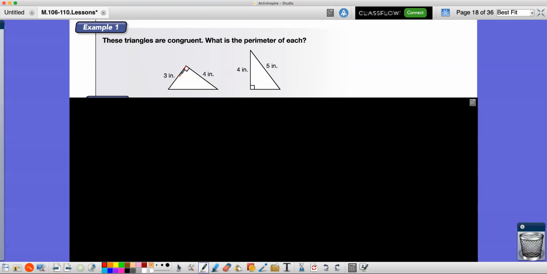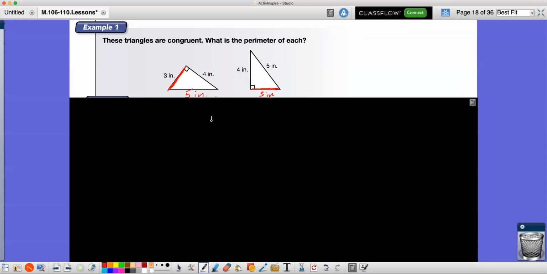So this 3 right here is actually going to be this 3 right here. It's also that length. And this 5 over here would be on this one, 5 inches here. So now we know what the perimeter of each of these triangles is, because they were congruent, which means they're the same size and the same shape.